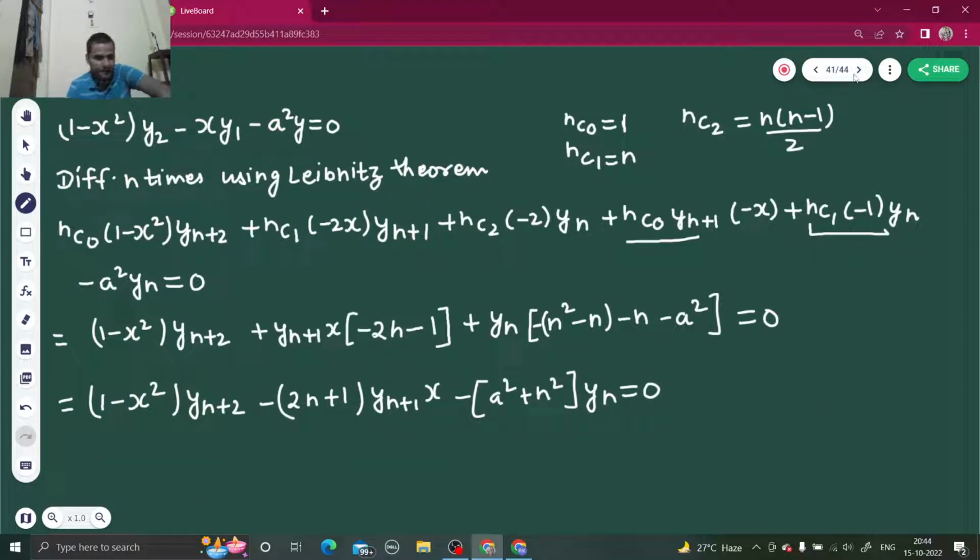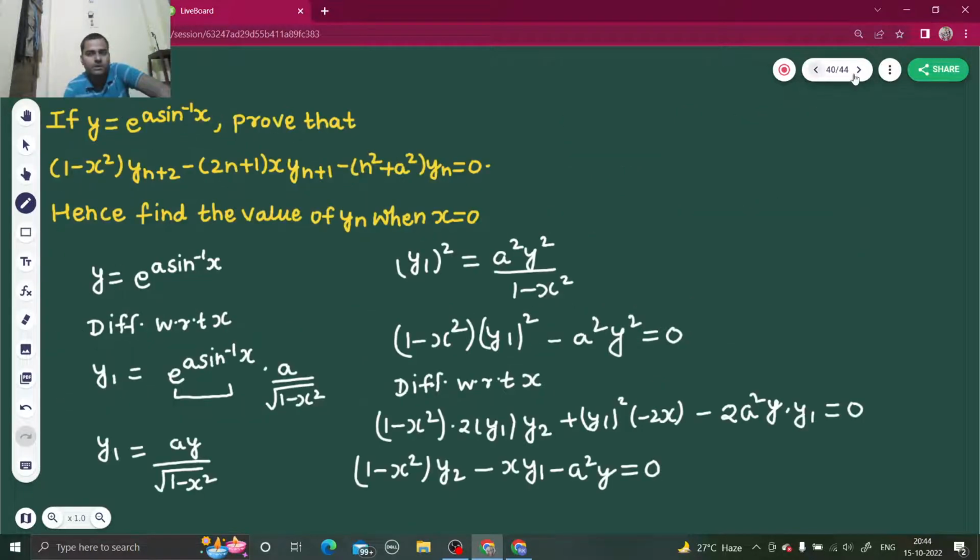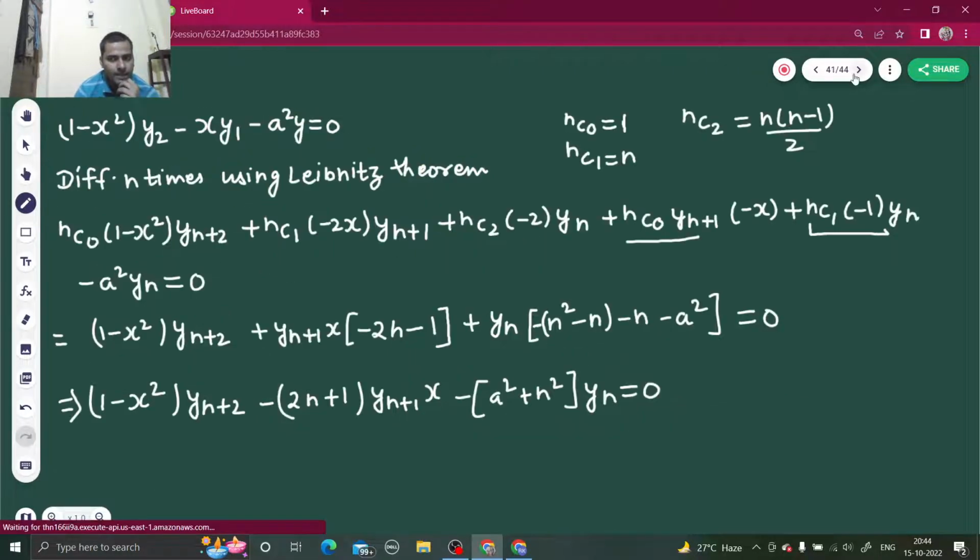Okay, let's write this as equation number 1, then this as equation number 2, this as equation number 3, and this as equation number 4. All these will be helpful ahead.